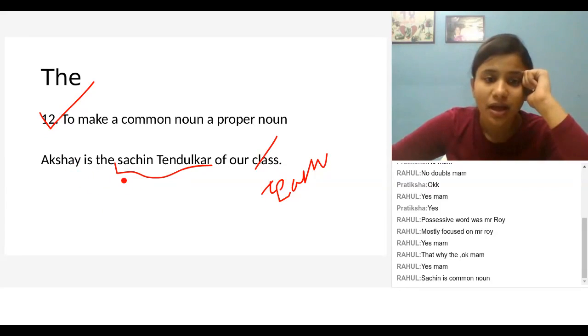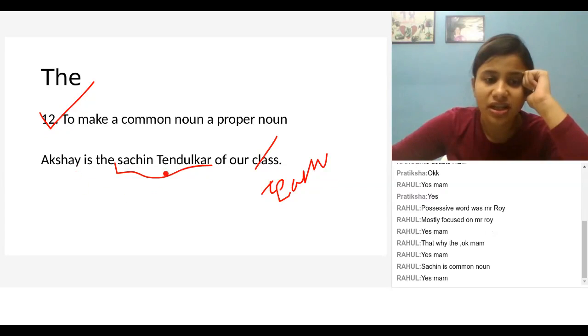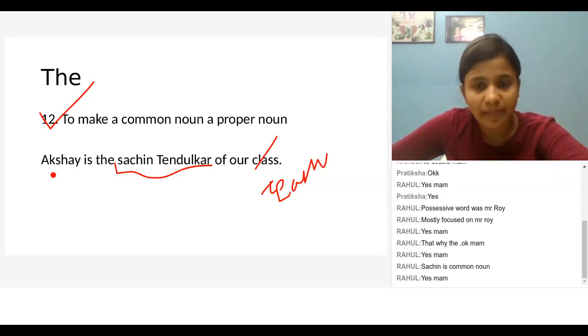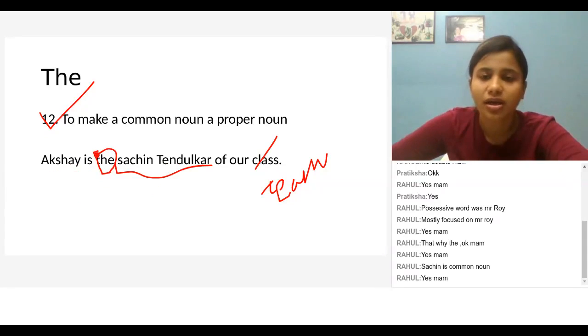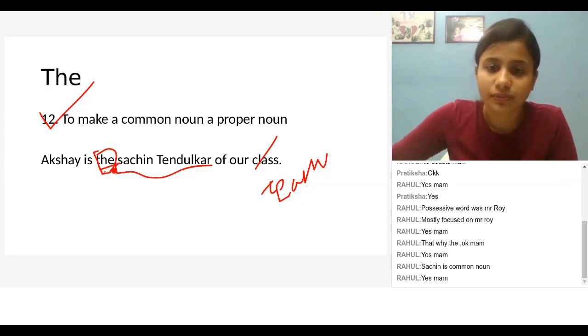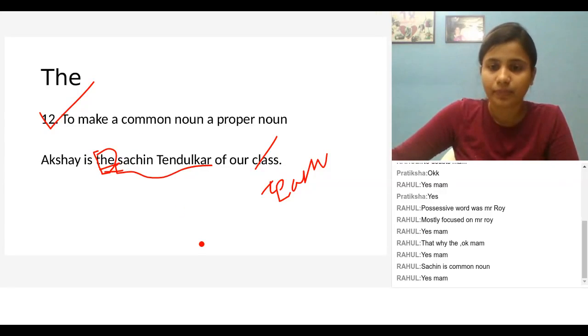Tina Darby, some ex-person is the Tina Darby of our class. So likewise we are comparing the qualities of Akshay. That is why you have to put the. We cannot say Akshay is Sachin Tendulkar of our class. We'll have to say the.